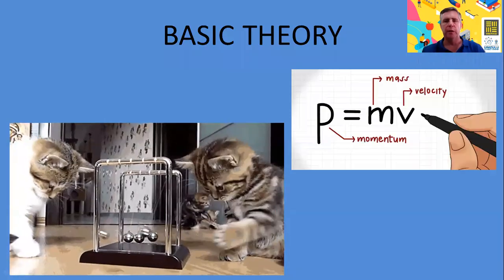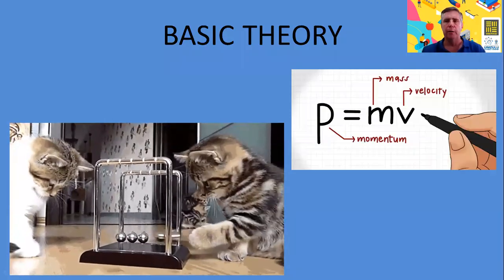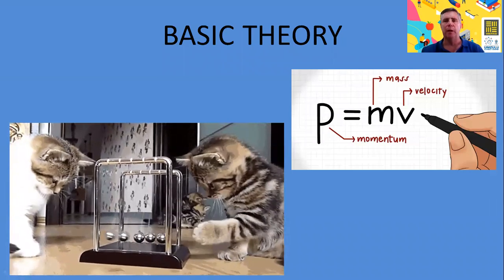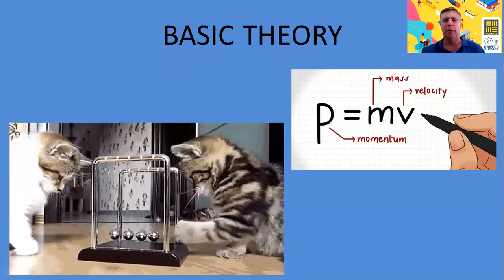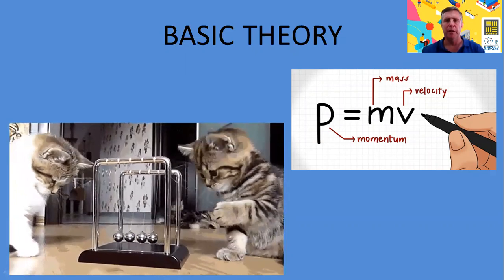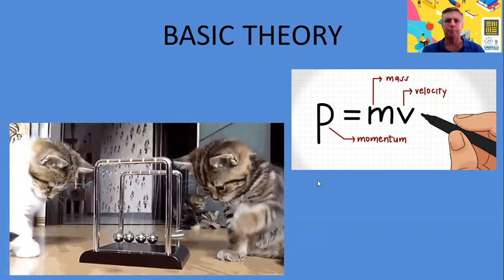We'll talk later about elastic and inelastic collisions, and this collision is almost perfectly elastic because they are hard steel balls that don't deform or squash very much when they hit each other. So let's leave the kittens to play with Newton's cradle, and let's have a look at some of the basic theory behind momentum, and particularly the mathematics and the equations.